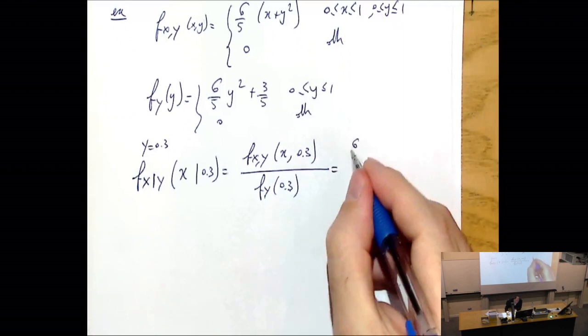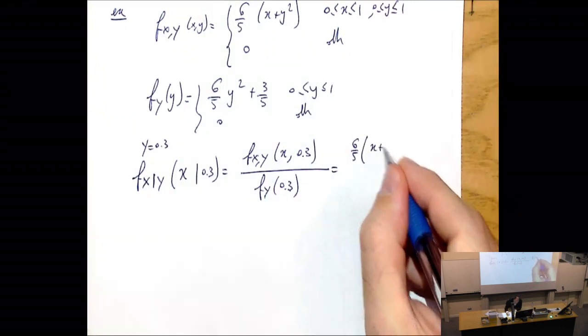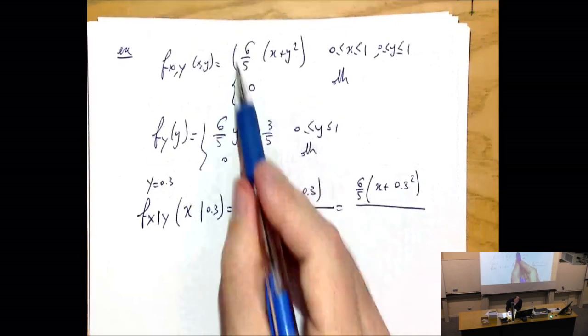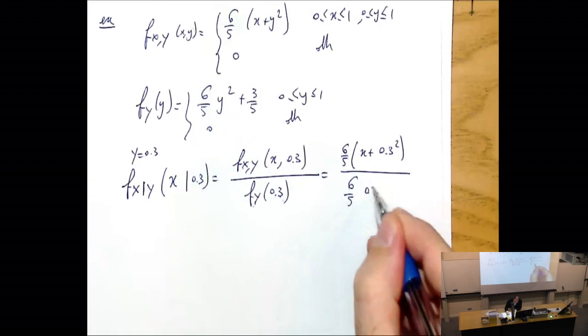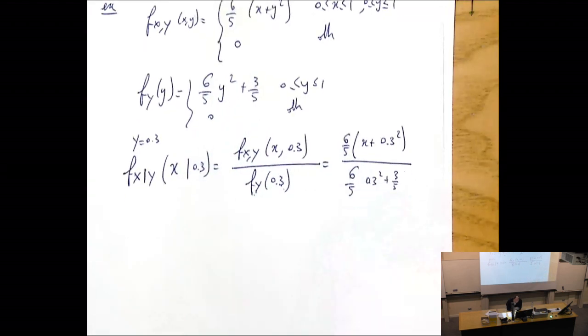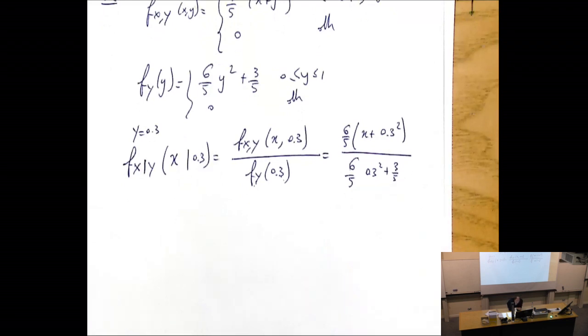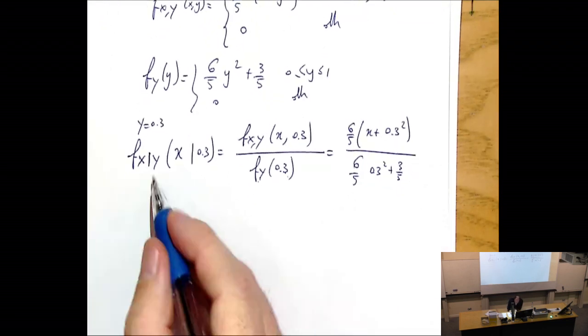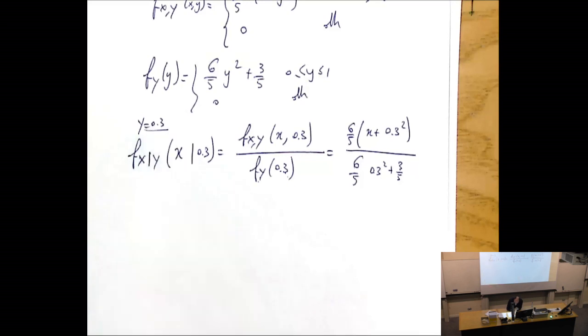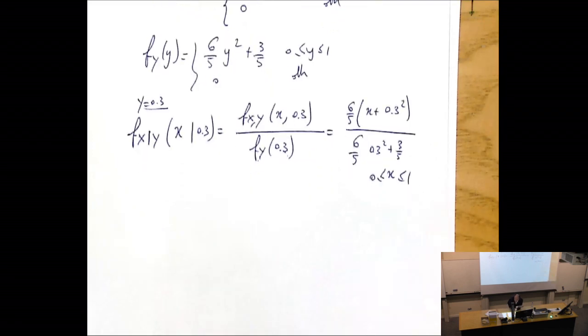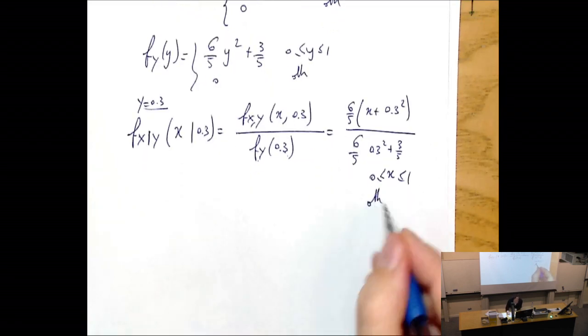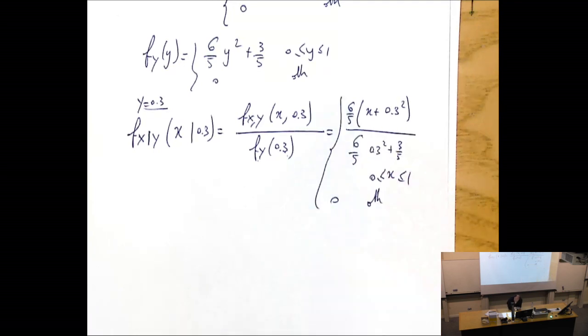And so what you get is 6 over 5 times (x plus 0.3) squared, given by this, divided by the marginal of y evaluated at 0.3, that's 6 over 5 times 0.3 squared plus 3 over 5. Right, so this is actually the conditional PDF of x given y, when y is given by these values, and this is for all x between 0 and 1, and otherwise 0. Okay, so this is the notion of conditional probability.